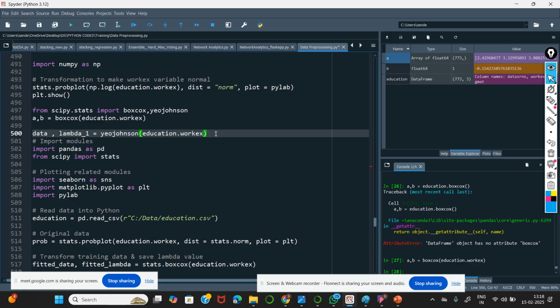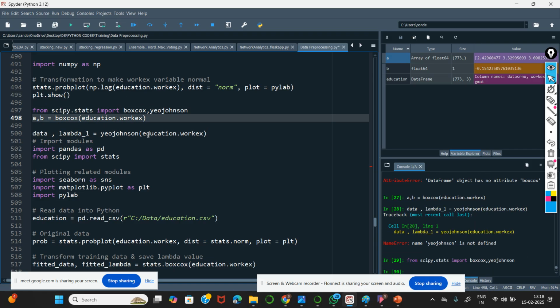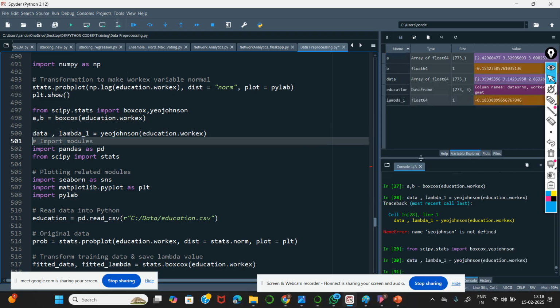That's it. Let me go and showcase it. Lambda is not defined. I didn't run this. Now it is fine. Now see here. This time, the lambda value I got using Yeo-Johnson is nothing but 0.183.